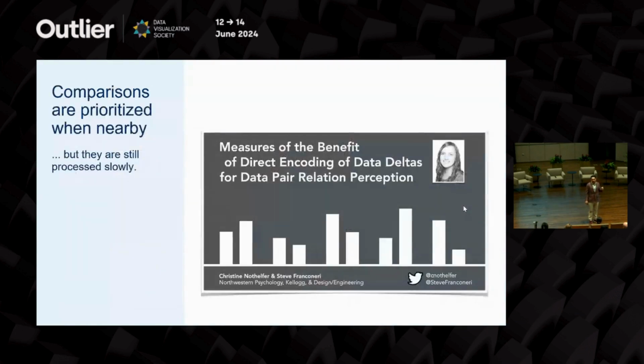And Christy, a grad student in our lab several years ago, studied this, and she wanted to show the data visualization community that these kinds of comparisons, the cornerstone of all visualizations, the comparison, takes time. So I'll show you what she did. Her original title for this paper, at IEEE Viz, was "Comparisons Are Slow," but reviewer 2 said that's not precise enough, and so this is our title now: Measures of the benefit of direct encoding of data deltas for data pair relation perception. That is much better, great, yeah.